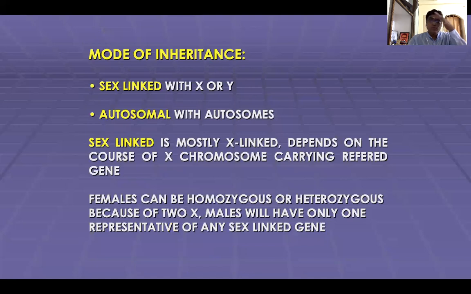Then the mode of inheritance can be X-linked, with X or Y, or autosomal, with the autosomes. Sex-linked is mostly X-linked, because it is many times mentioned as X-linked type of inheritance, because it depends on the course of the X chromosome carrying a referred gene rather than Y. Females can be homozygous or heterozygous because of two X. Males will have only one representative of any sex-linked gene.